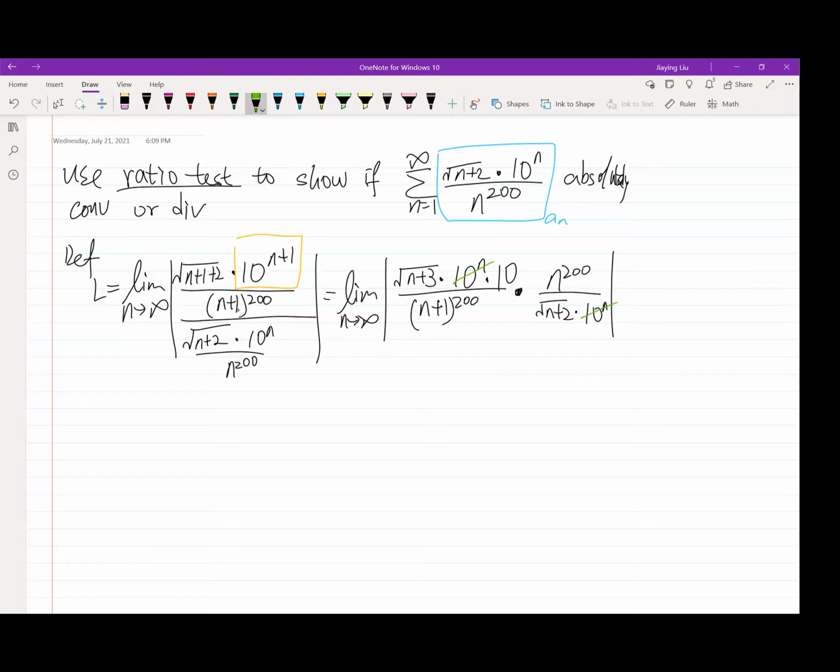Now, remember that we try to take the limit, right? It's better to keep expressions with a similar form together. For example, we have a square root here. We also have a square root in the denominator. It's better if we put them together. And the n to the 200 power and the (n plus 1) to the 200, maybe we can put those together. And now what about the 10? Well, the 10 is just a number, right? It's a constant. We can either keep it inside the absolute value or put it aside somewhere else.